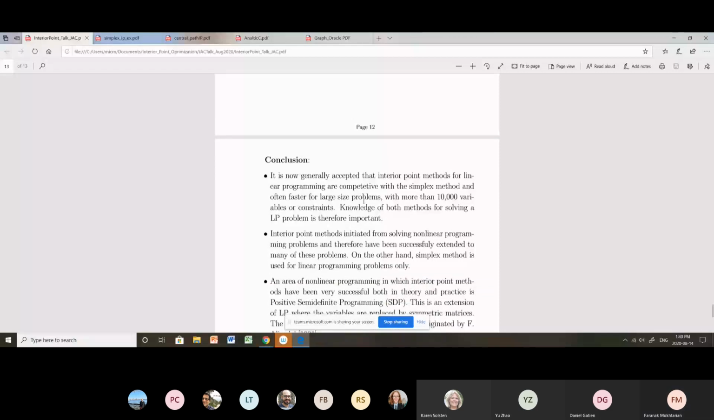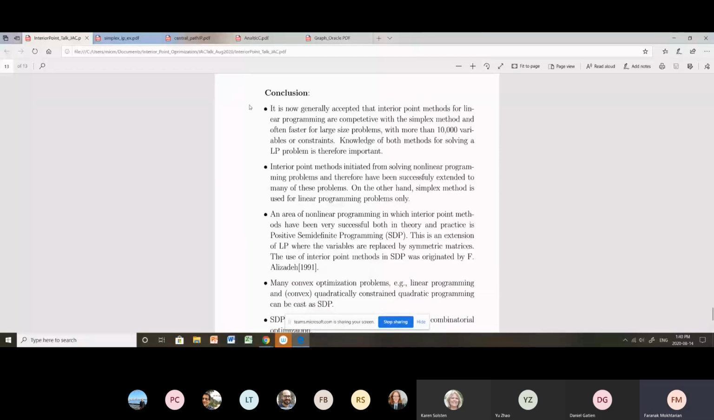So in conclusion, it's now generally accepted that interior point methods for linear programming are competitive with the simplex method and often faster for large-sized problems, when there are more than 10,000 variables and constraints. Knowledge of both methods for solving linear programming is important.